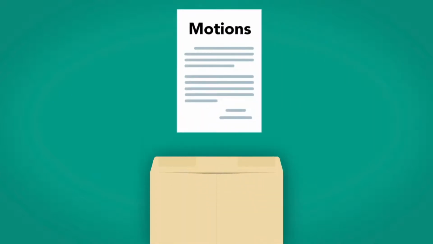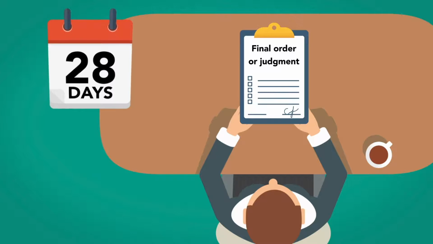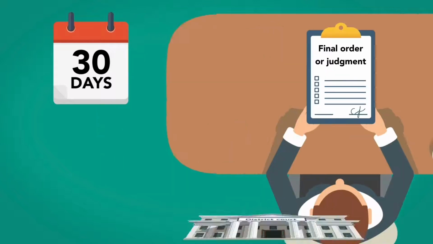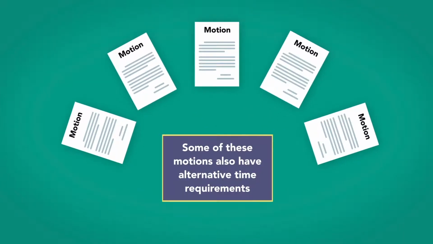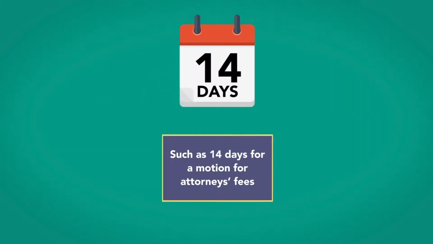Many of these motions must be filed within 28 days of the entry of that final order or judgment, and then they will extend the time in which to appeal until 30 days from the date on which the district court rules on the last such remaining motion. Some of these motions also have alternative time requirements, such as 14 days for a motion for attorney's fees.